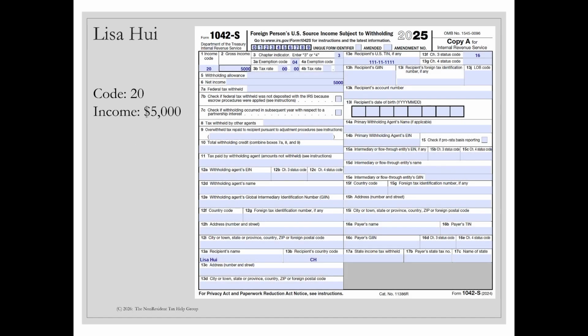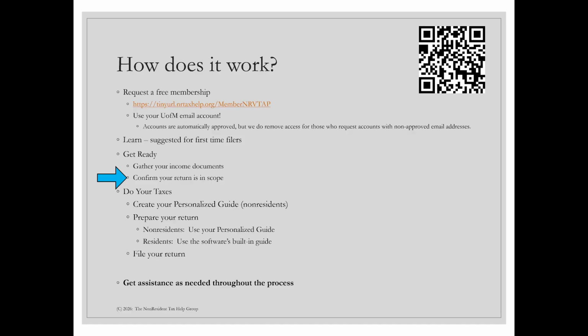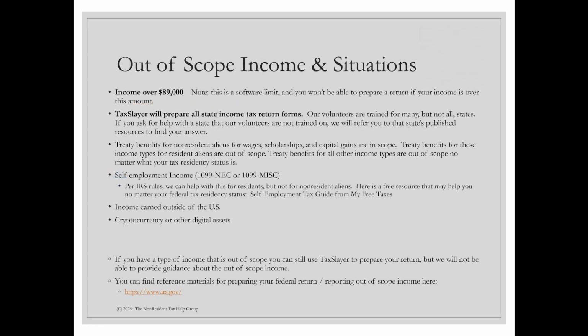So for Lisa, she has a 1042S form. It's got a code 20, which means wages earned while working as a student, and $5,000 of income. She also has a W-2 from the University of Minnesota showing that she had about $8,400 in wages that she earned. So those are Lisa's income documents. Next, let's confirm that she's in scope.